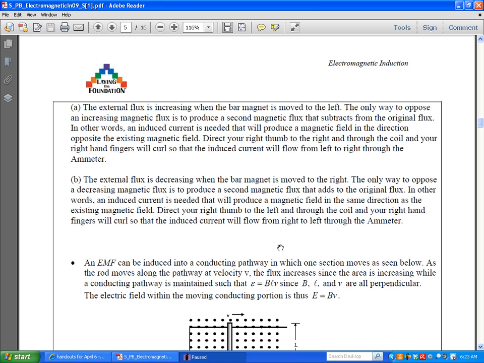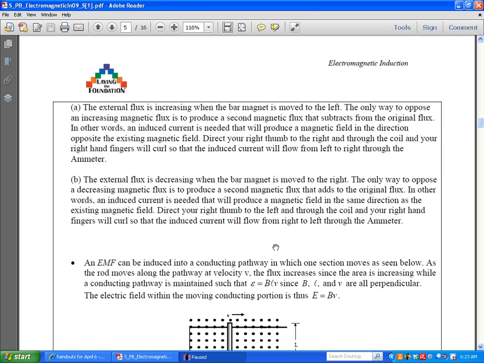So let's see if what we're doing and what they're saying is going to make sense. The external flux in part A is increasing when the bar magnet is moved to the left. The only way to oppose an increasing magnetic flux is to produce a second magnetic flux that subtracts from the original. In other words, an induced current is needed that will produce a magnetic field in the direction opposite the existing magnetic field. Direct your thumb to the right and through the coil, and your right hand will curl so that the induced current will flow from left to right through the ammeter.